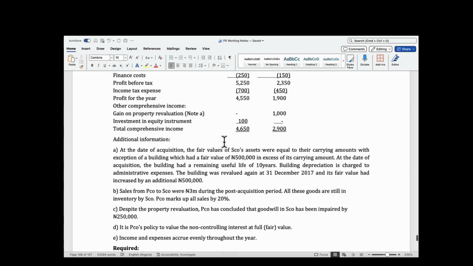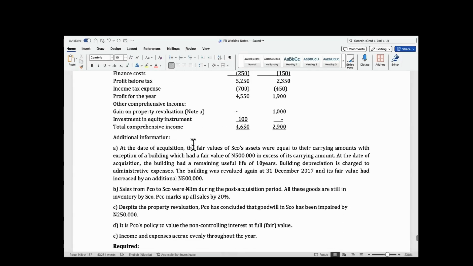Then additional information. They said at the date of acquisition, the fair values of ESCO's assets were equal to their carrying amounts, with the exception of a building, which had a fair value of 500,000 in excess of its carrying amounts. At the date of acquisition, the building had a remaining useful life of 10 years. Building depreciation is charged to admin expense. The building was revalued again at 31st December 2017, and its fair value had increased by an additional 500,000. Okay, let me read this again and explain it properly.